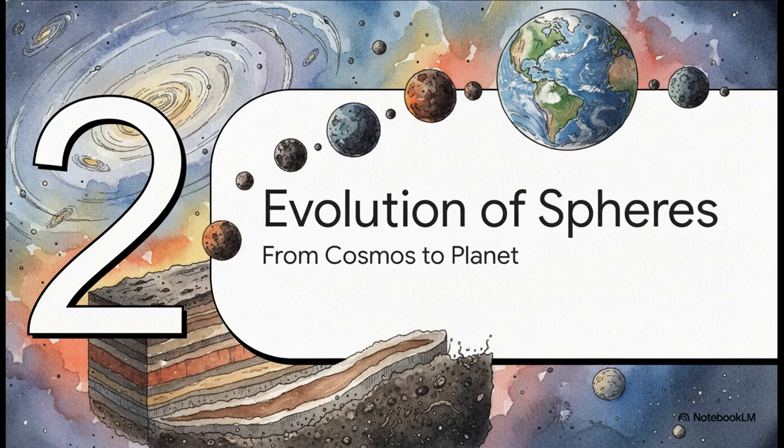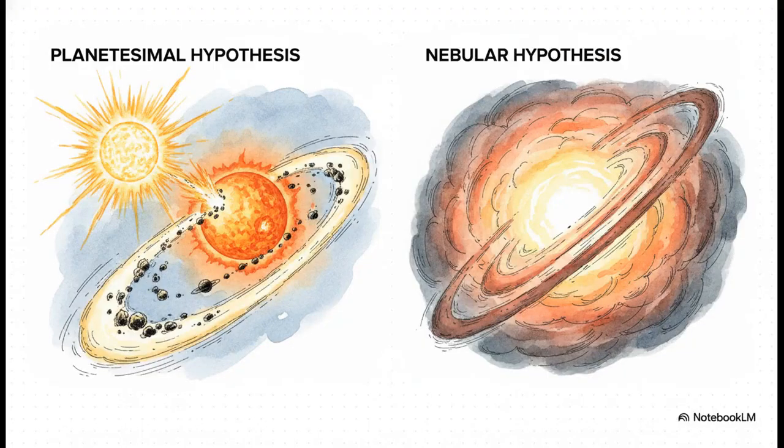Moving on to Section 2, the evolution of Earth's spheres. We're zooming way out, from the cosmos to our planet. So how did this planet even form in the first place? Back in the 19th century, two competing theories really battled it out to explain our solar system's birth. First, you have Chamberlain and Moulton's planetesimal hypothesis.